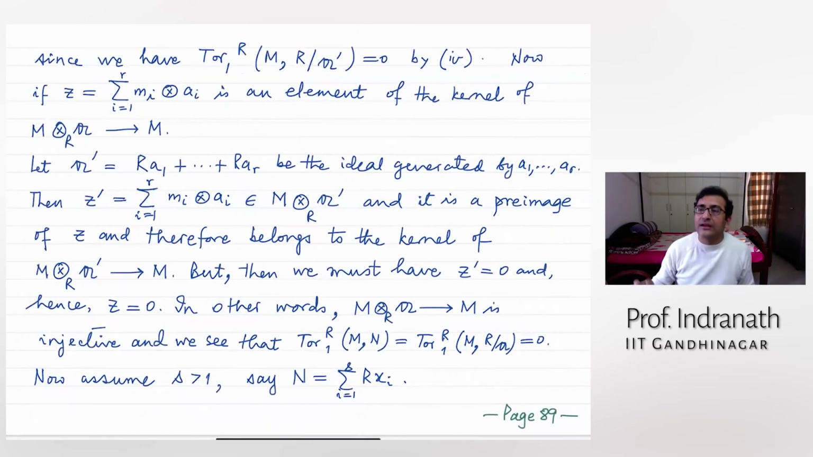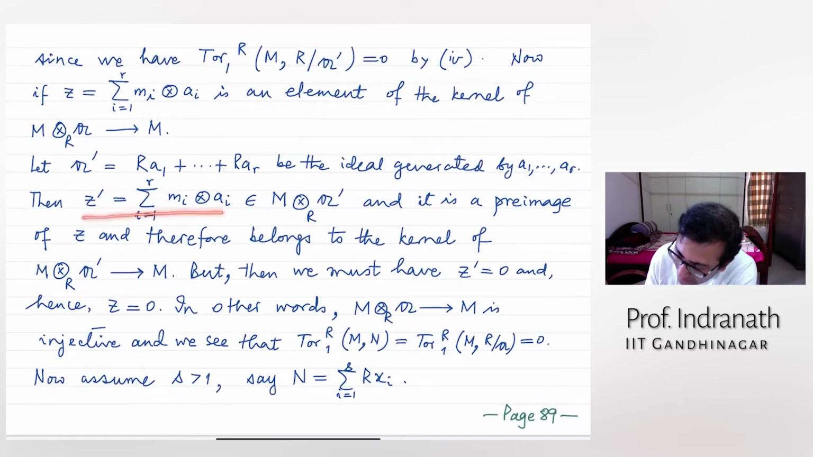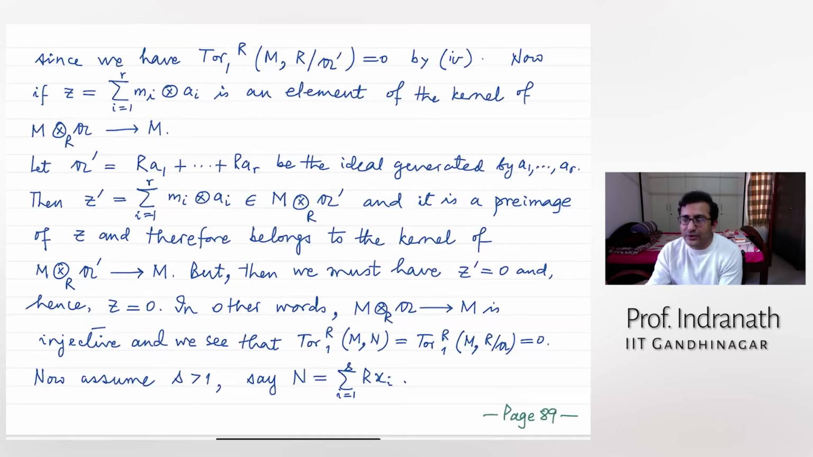and therefore I will be able to say that here, you see, the preimage of Z belongs to the kernel of this map, but then it must be Z dash equal to 0. So therefore, once you know this is 0, the element here is mapped onto this, and therefore this is 0. So therefore you have this injectivity, and you see that Tor of R mod A is 0, etc., etc. So this takes care of the first case, that is when S is equal to 1, and we still have to carry out the induction process.